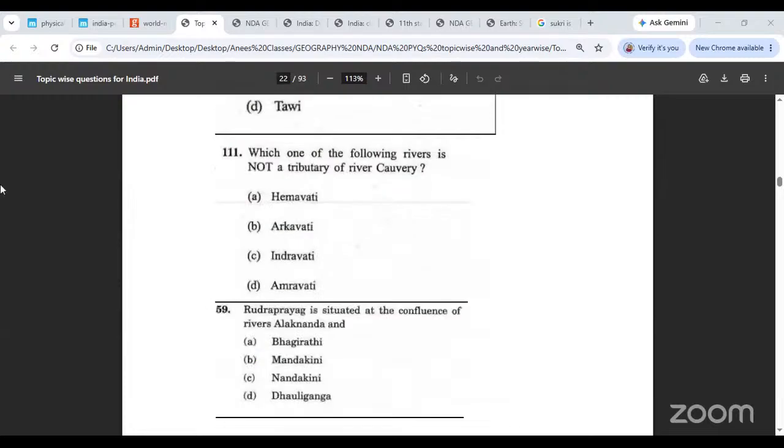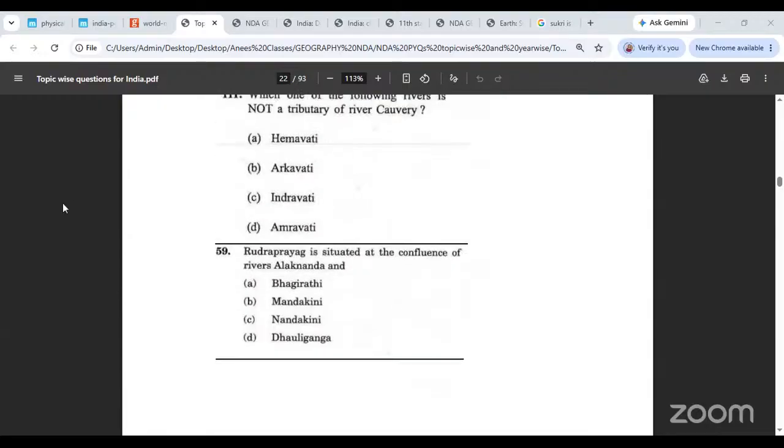Next one, which of the following rivers is not a tributary of the river Kaveri? Hemavati, Arkavati, Indravati, Amravati. Indravati. Indravati is the one in Godavari. Indravati is a tributary of the Godavari, right? So then clearly it cannot be a tributary of the Kaveri.